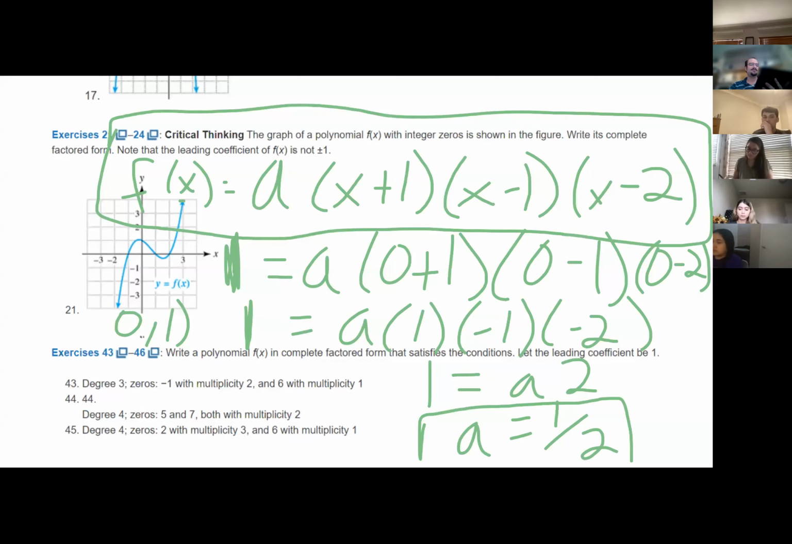So fill out the information you know. If you fill out the information you know, there's one extra little step to finding that a. You basically have to pick another point that's not one of your zeros and plug it in. So my y was 1, my x was 0. I plugged in that information. I solved for my a. I know my a is 1/2. And so now that I know my a is 1/2, I can throw that back into my equation. So the final thing you have should be f of x equals 1/2, x plus 1, x minus 1, and x minus 2. Questions about this?